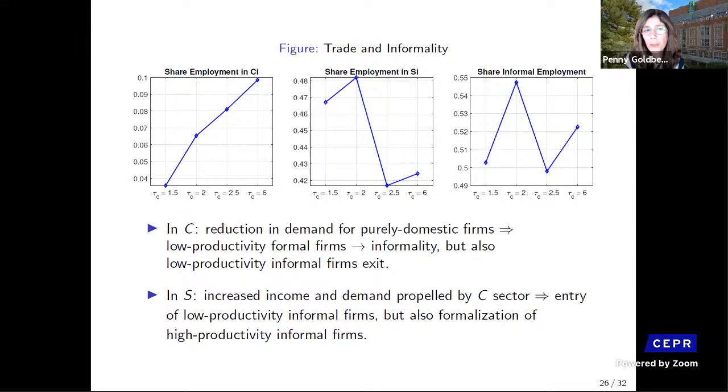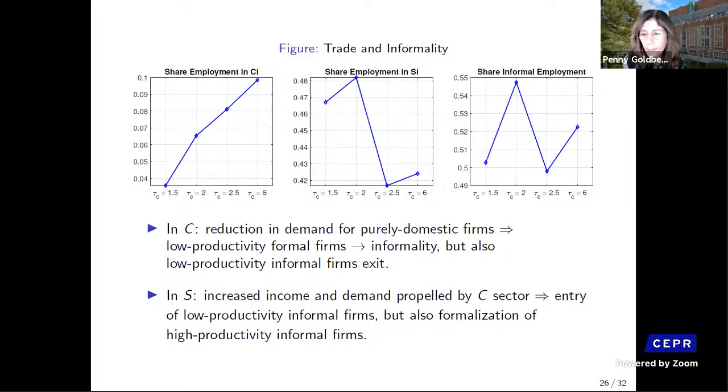One of my co-authors, Gabriel Ulyssea, has an AER paper that focuses on exactly this issue, on the importance of the intensive margin. But I agree it's important. The second question, I'm not sure. I would have to check or ask my co-authors. I'm not quite sure.